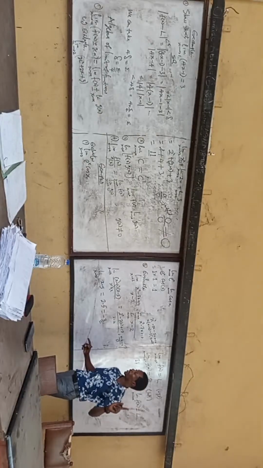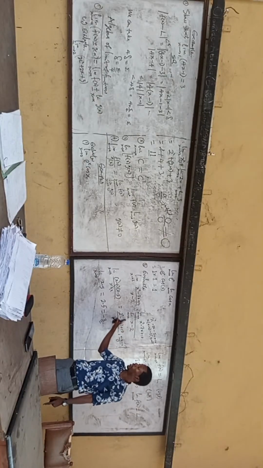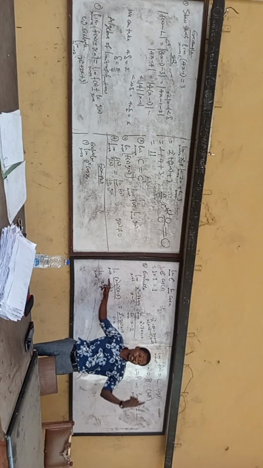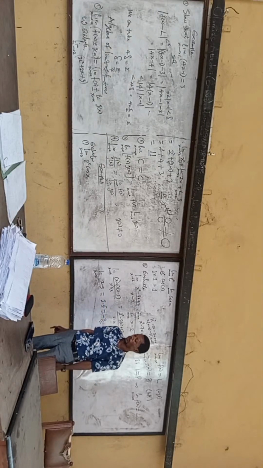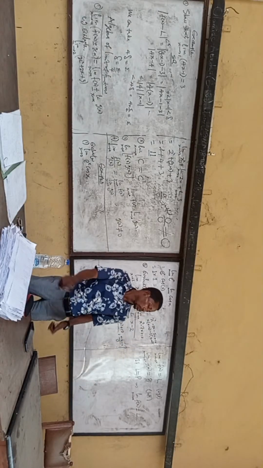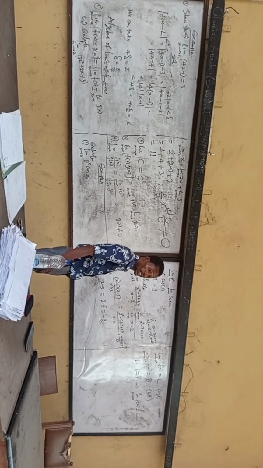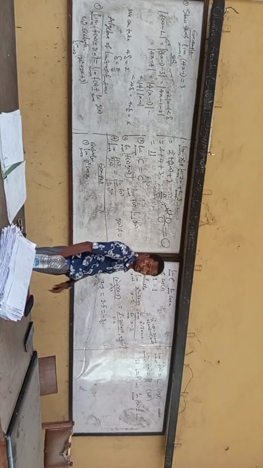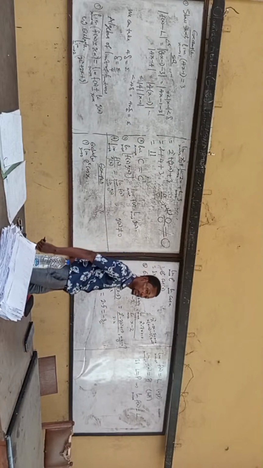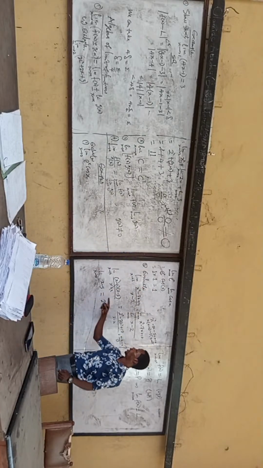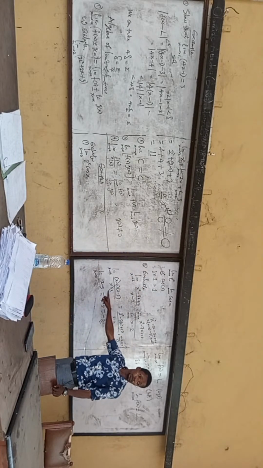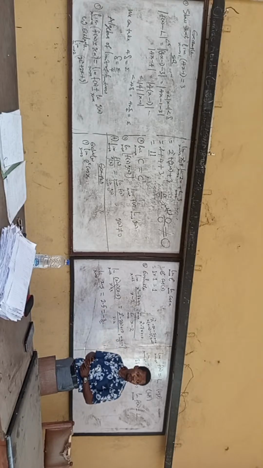It simply means that this function is undefined at 2, or it has a removable discontinuity at 2. It is not defined at 2, but you can dodge it. You can find your way around it. So it has a removable discontinuity at 2. It is not continuous at 2.